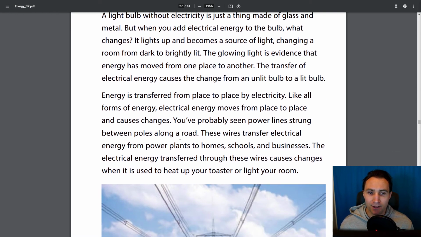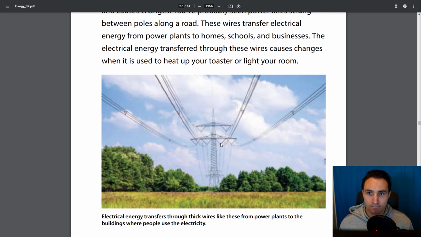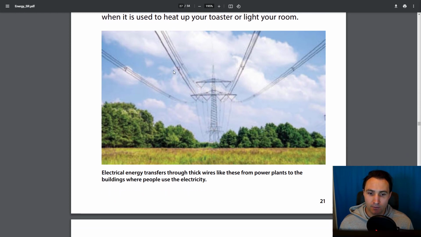Energy is transferred from place to place by electricity. Like all forms of energy, electrical energy moves from place to place and causes changes. You've probably seen power lines strung between poles along a road, like this right here. These wires transfer electrical energy from power plants to homes, schools, and businesses. The electrical energy transferred through these wires causes change when it is used to heat up your toaster or light your room. Pretty cool, huh?